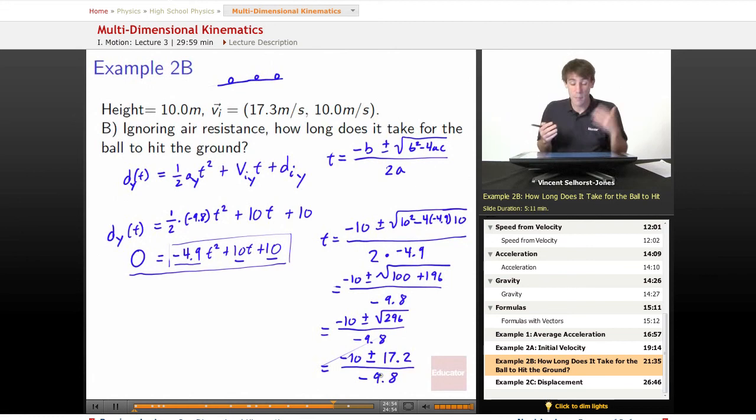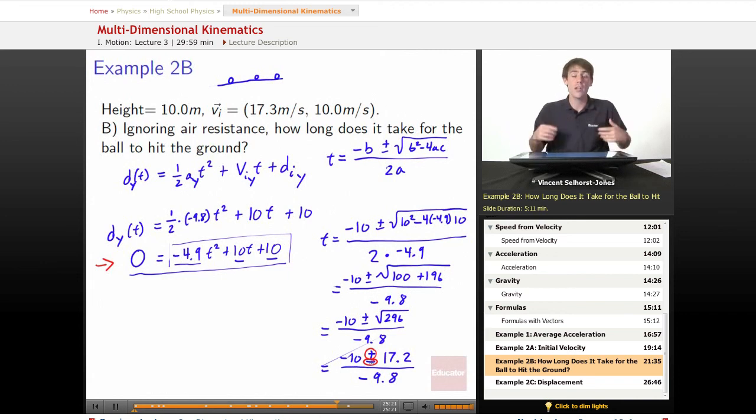Because mathematically, both of those are correct answers, right? Both of those are times when this equation right here is going to be fulfilled. That equation will be fulfilled both at the plus and the minus, both when we use this and when we use this. But we can see logically that the ball only hits the ground on one side. It doesn't have both a forward time and a negative time.